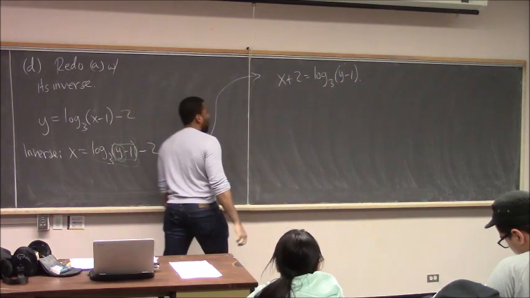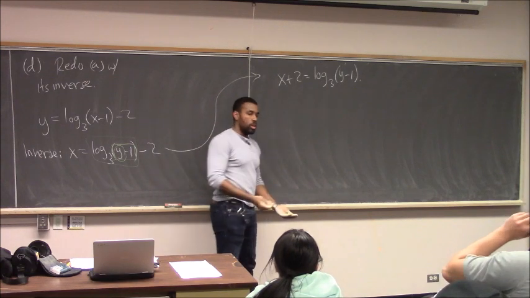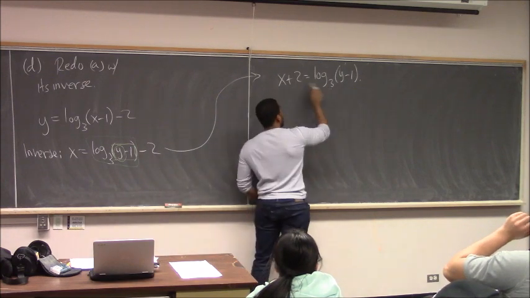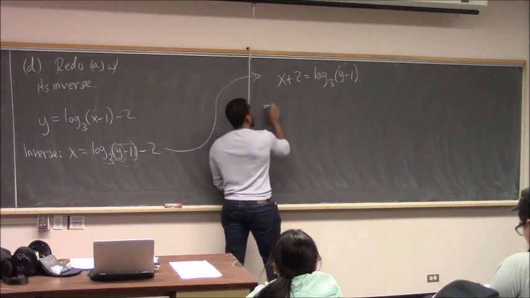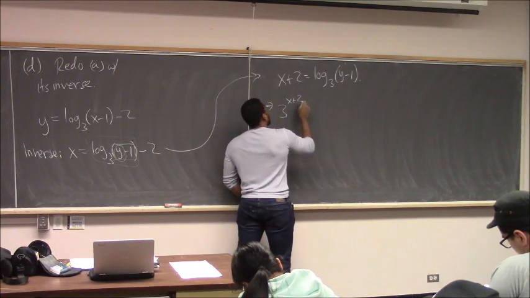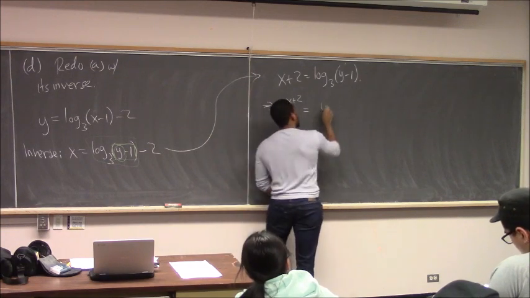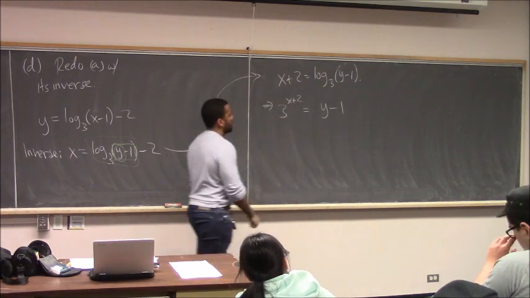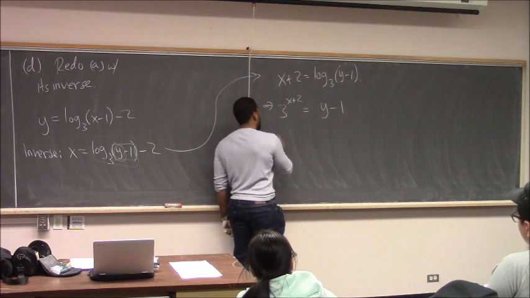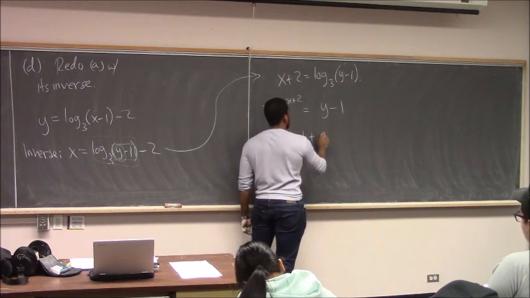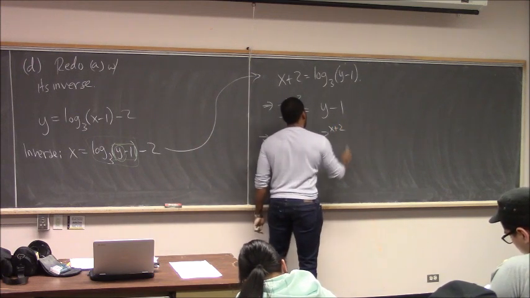Okay, how do I get the y outside the logarithm? Well, a law of logarithms, right? 3 raised to this power gives me that number. I'll show you another way to think about this maneuver next time. So in other words, now my y is just going to be 1 plus 3 to the x plus 2.